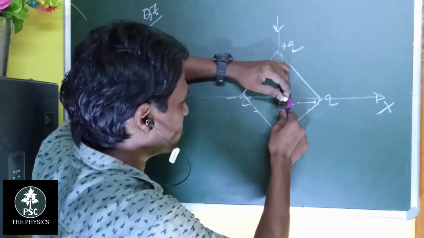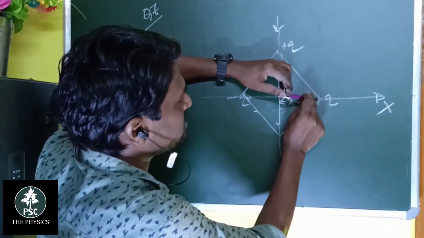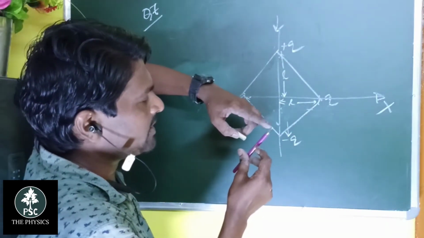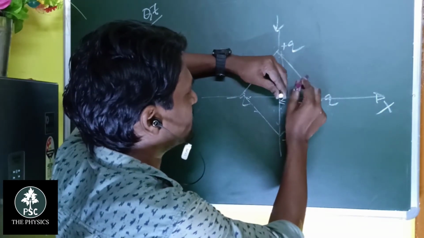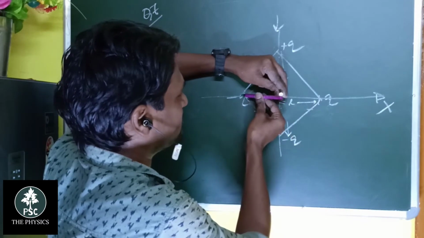So this is the direction, this is the direction, and this one is the direction, because this one is positive and this one is positive. Positive means the tip of the pen indicates the direction of the electric field. So this one is along this direction, and this is along this direction, and these will be these directions, and this also.